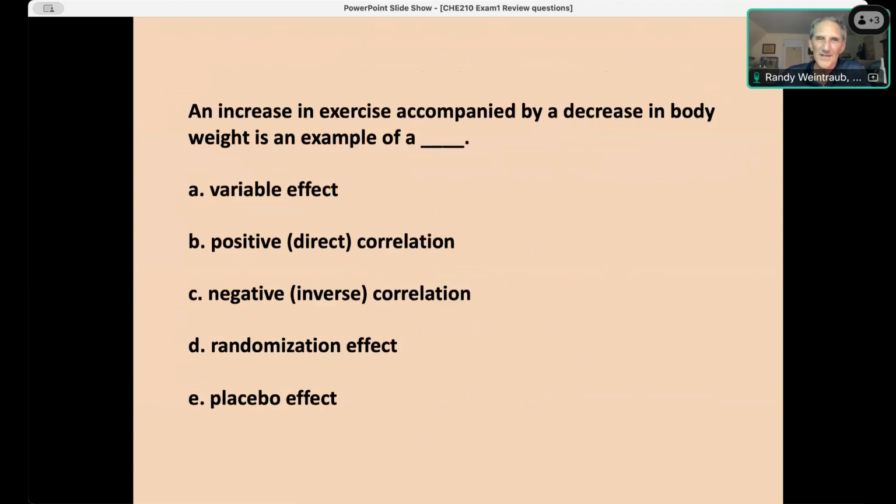An increase in exercise accompanied by a decrease in body weight is an example of what? It's a correlation, and it's a negative correlation. Increase exercise, decrease weight, and it's a correlation.